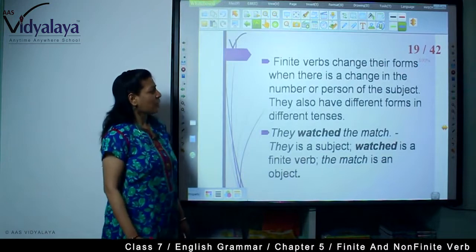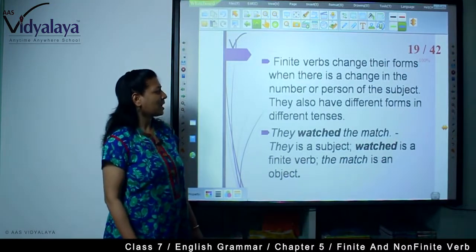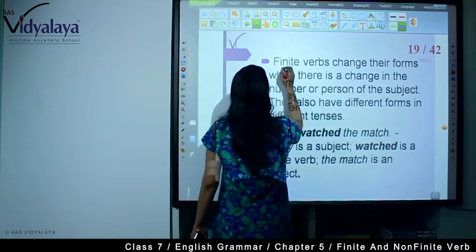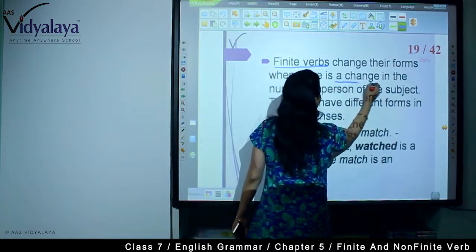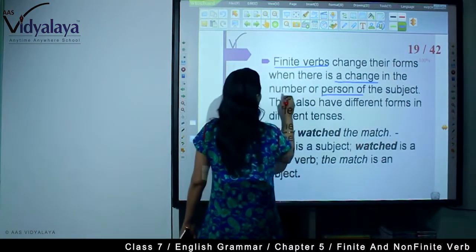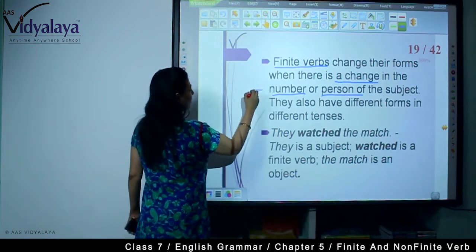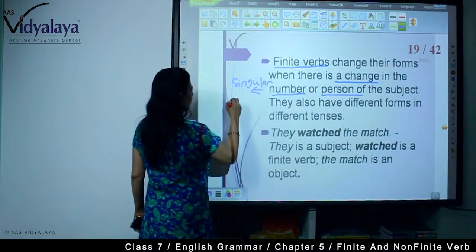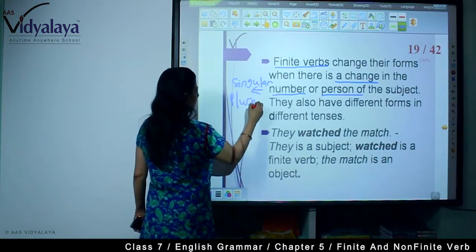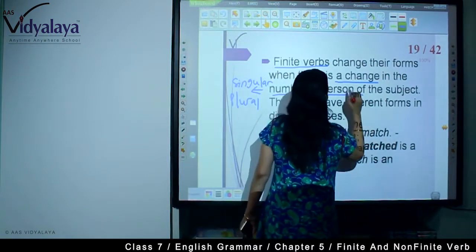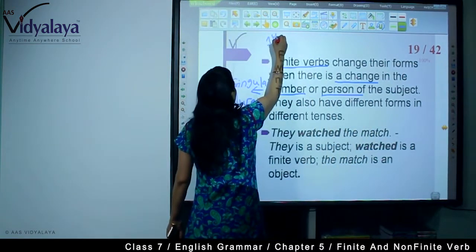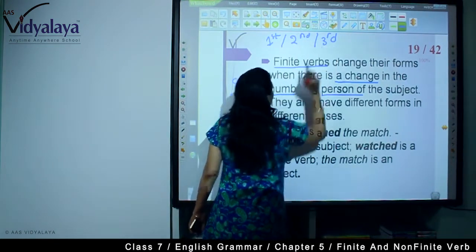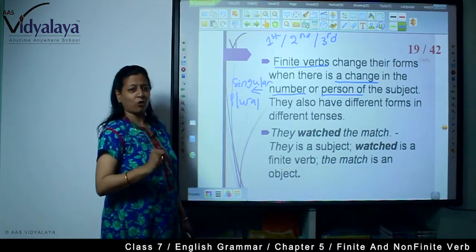Finite verbs change their forms when there is a change in the number or persons of the subject. See, what are finite verbs? They change according to the person or the number. Number: singular and plural. And person, as you know, first person, second person and third person. So they change their form.